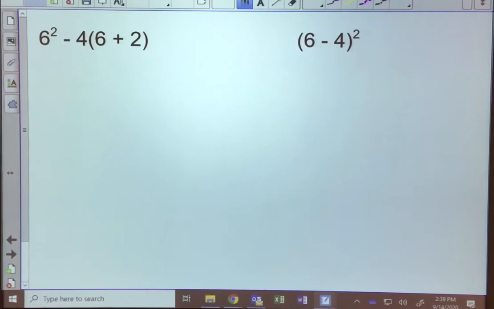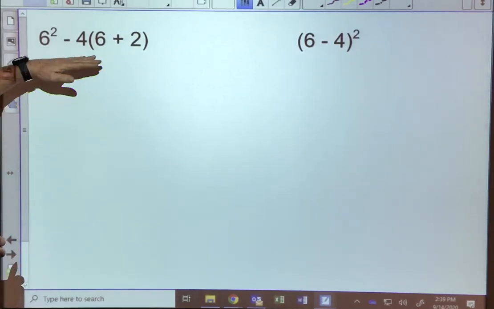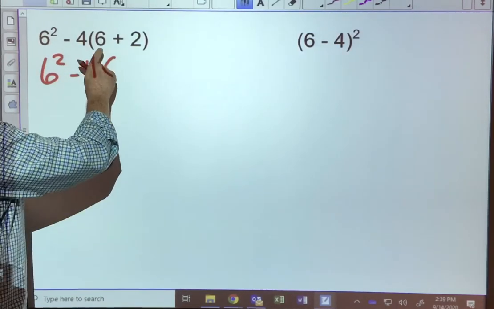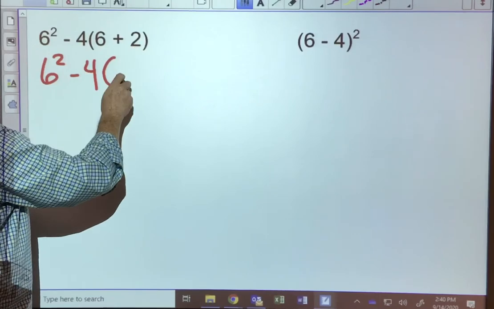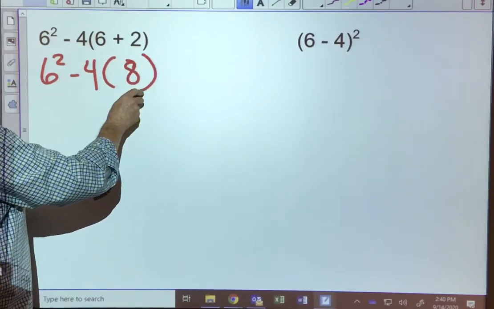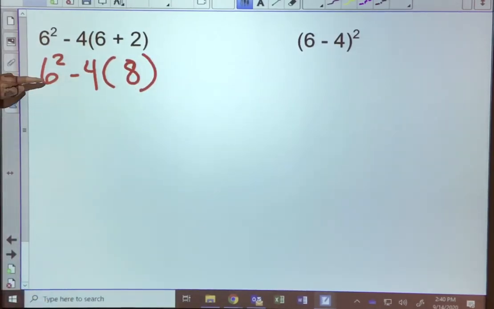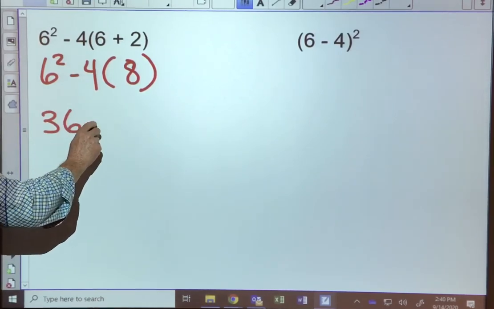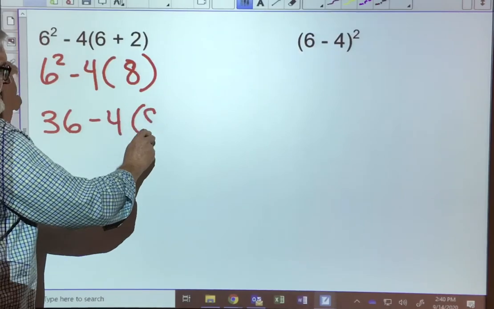Okay, on this one, put in some exponents. So we've got to take care of the parentheses first, and then the exponent. So on this one, I'm going to write down 6 squared minus 4 times, inside the parentheses, 6 minus 4 plus 2, plus 2, which is 8. All right. Now in my problem, I've got an exponent, I've got subtraction, and I've got multiplication. I've got to take care of the exponent first. Well, the exponent, 6 to the second power is 36, minus 4 times 8.